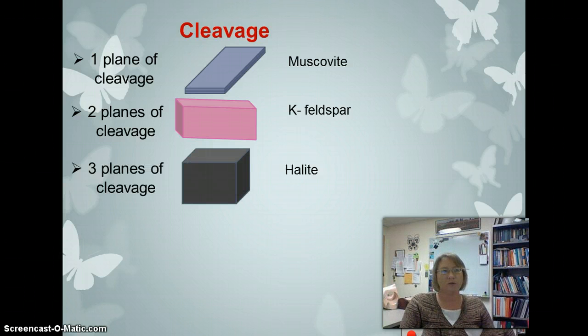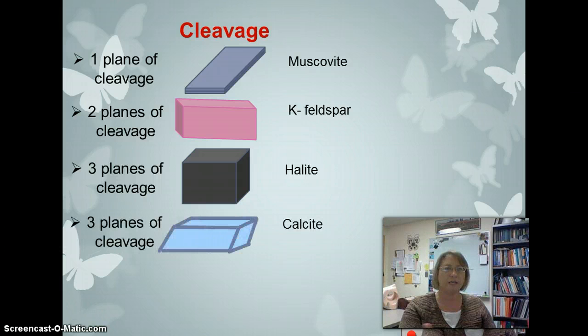Another would be halite or salt. If you've ever shook the salt out of your salt shaker, you'll see that you have little tiny cubes. These little tiny cubes create three planes of cleavage. Essentially, if you were to put your fingers on the top of the box, you would have one plane of cleavage. Put it on the side of the box, your fingers again parallel, you'd have two planes of cleavage, and then on the ends, your fingers become parallel again. This creates three planes of cleavage. Halite has three planes of cleavage.